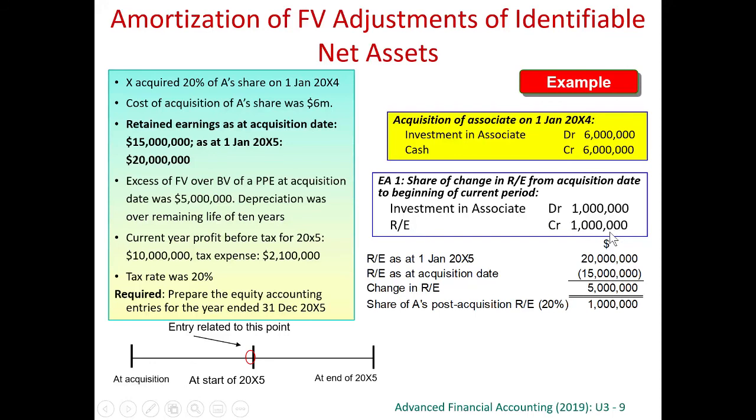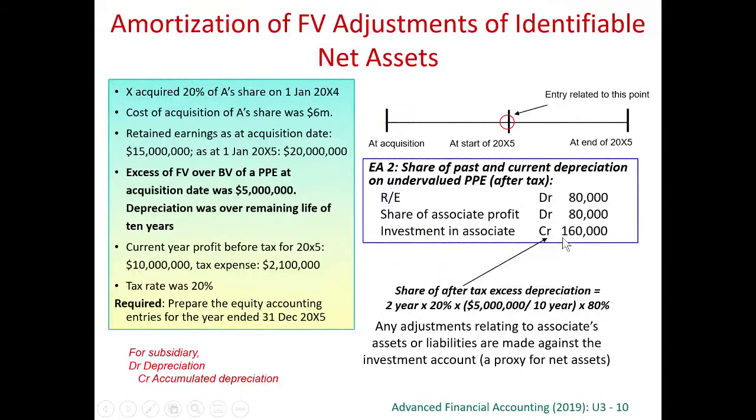Increase in retained earnings. As I've said before, profit, or therefore the retained earnings, is just one example. If you find any increase in revaluation reserve or increase in other reserve, you will debit investment in associate and credit share of revaluation reserve and credit share of the other reserves. Not only do we share the retained earnings and the reserves in the balance sheet, we share also the current year profit.